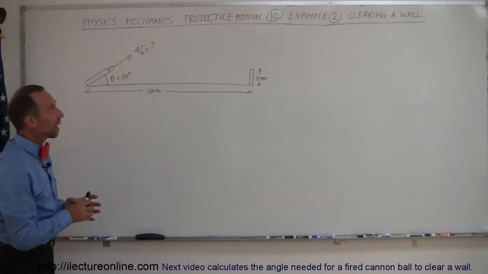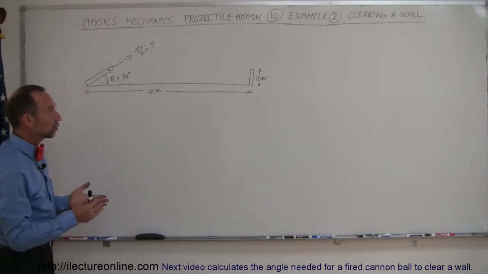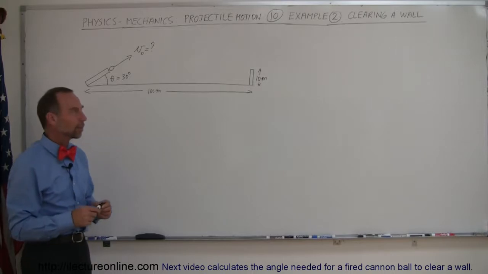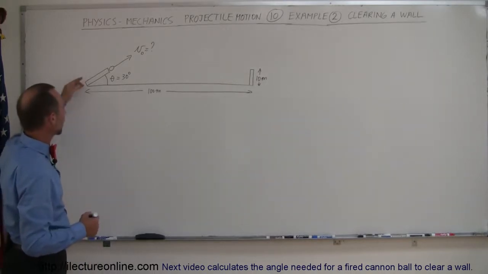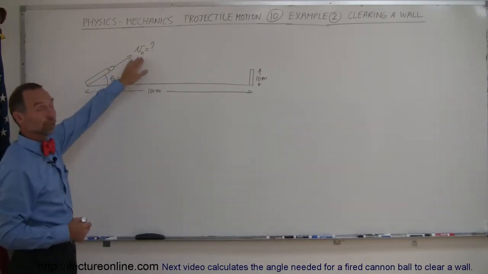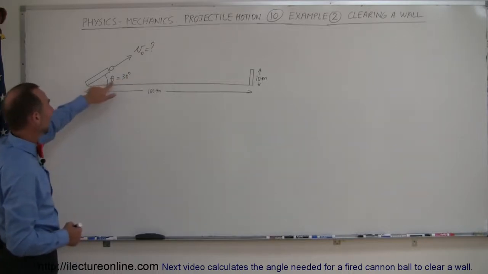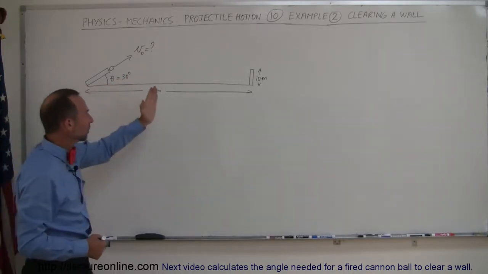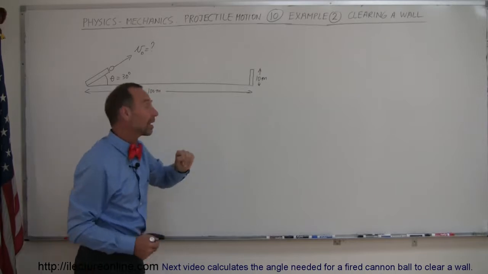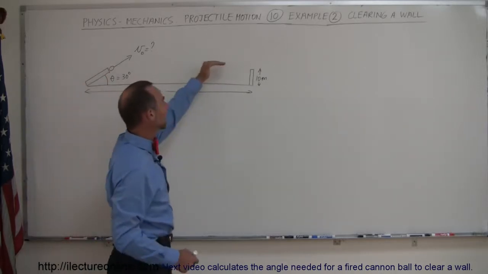Here's our next example of how to deal with projectile motion. Here is again a classical example. Here we have a projectile being shot out at some unknown velocity. We're supposed to find out what that velocity is at an angle of 30 degrees, 100 meters away from a wall that's 10 meters high. And we want that projectile to clear the wall.